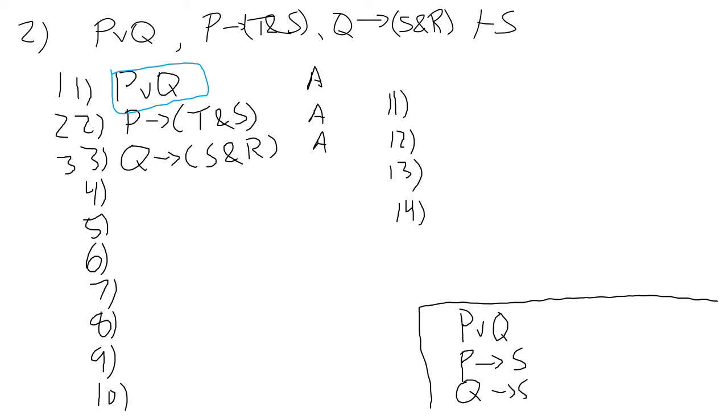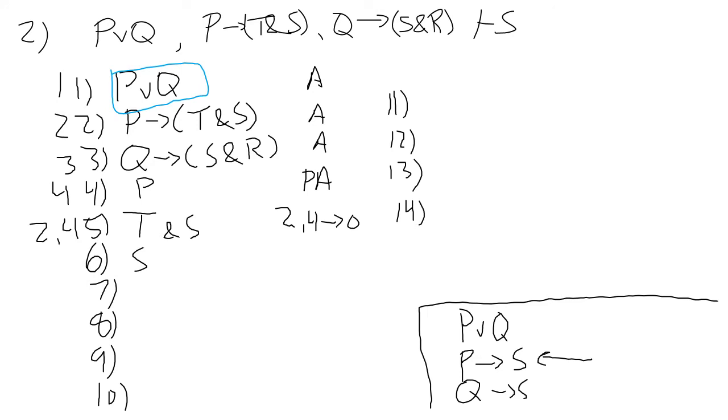So, how do we prove an arrow? Well, we have to assume the left side as a PA and look to prove the consequent. So, let's do this one first. We'll assume P, and from this we can get T and S from 2 and 4, arrow out, 2 and 4. We can get the S out because that's what we're looking to get to from 5 ampersand out.